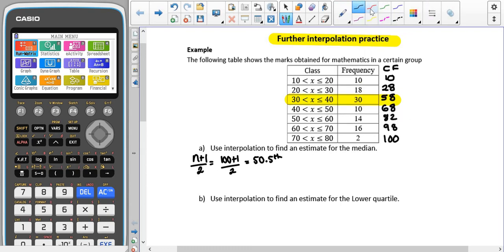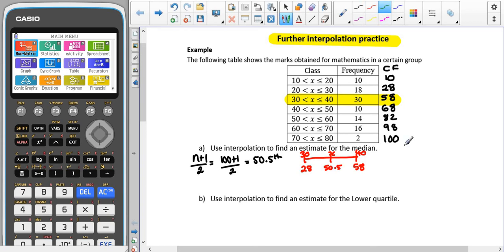So next we're going to draw our number line. The value that we have at the beginning is 30, the value that we have at the end is 40, and somewhere in the middle there is our median value. We start off with 28 pieces of data, we end up with 58 pieces of data, and we're looking for the 50.5th piece of data.